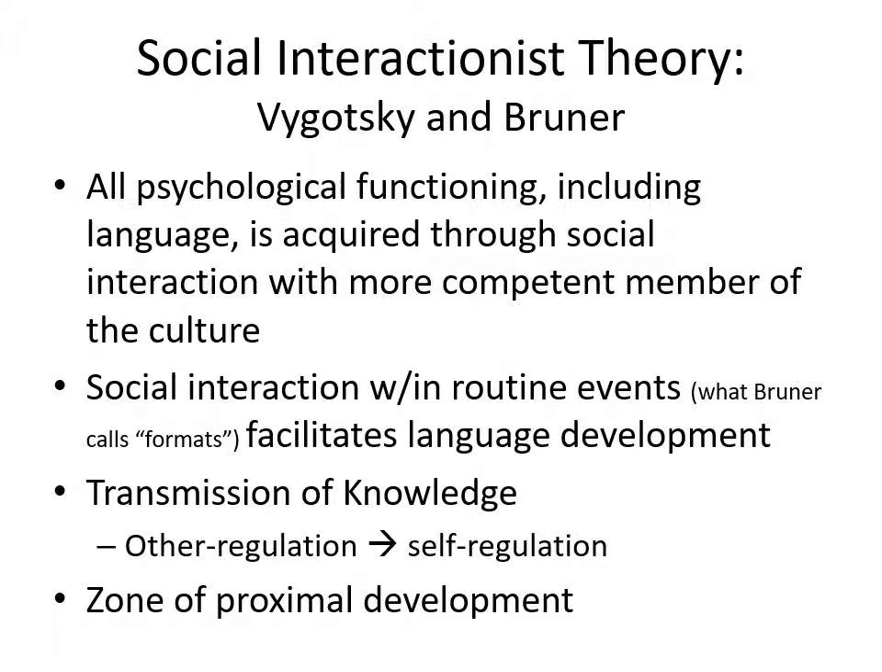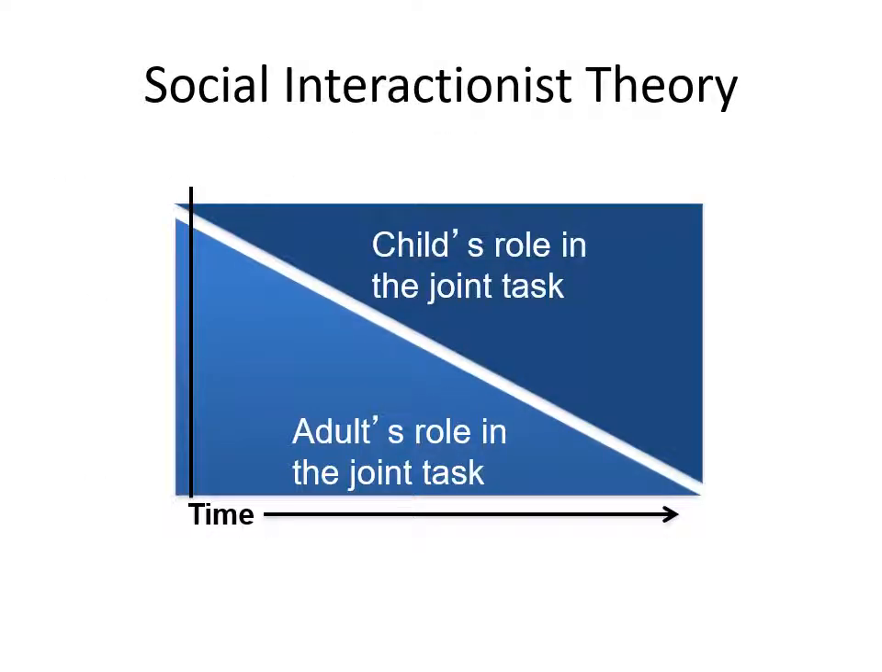Vygotsky and Bruner are the mainstays here. This goes back to some of our discussion of basic theories of language acquisition back in language development class. I want to talk a little bit more here about the zone of proximal development. In a social interactionist theory, if we're engaging the child in a joint task that we know the child can't really do yet, our role as the grown-up is to take over a lot of the responsibility for the task.